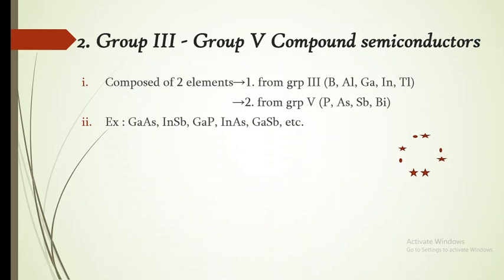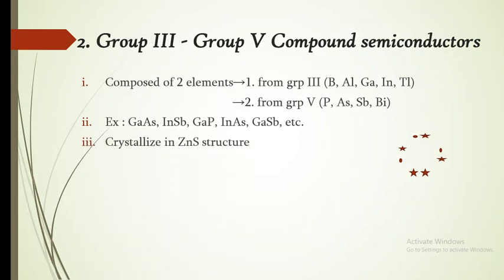Here examples we can observe are gallium arsenide. One element is from group 3, another one is from group 5. Similarly, indium antimonide, gallium phosphide, indium arsenide, etc. So these are some of the examples belonging to this second class of semiconductors.